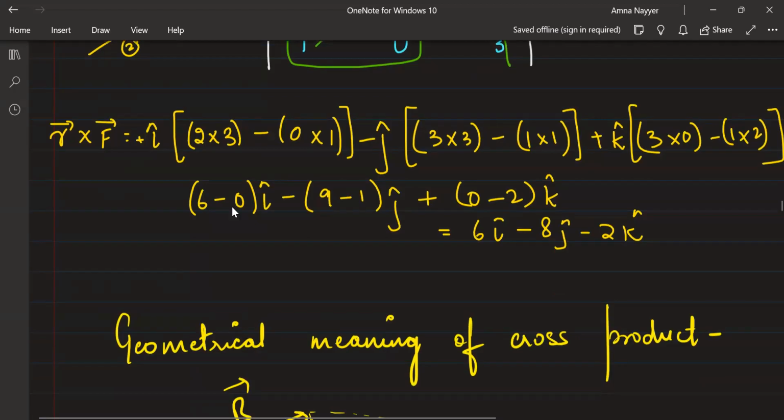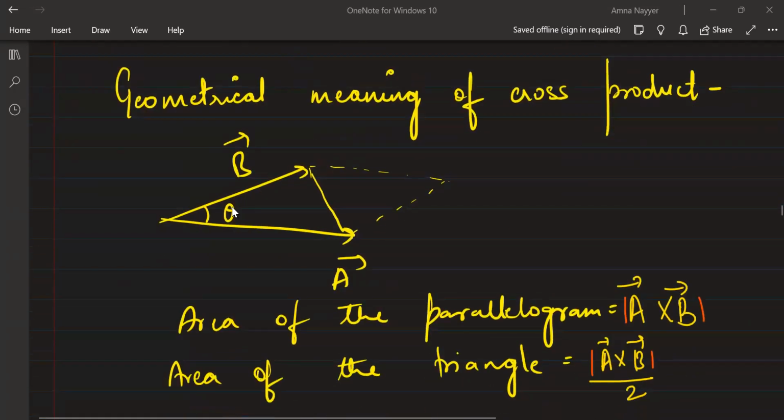See the geometrical meaning of cross product. Then we'll practice some more questions. This is vector A, this is vector B. Sometimes you are asked to write the area of the parallelogram. Remember, the area of the parallelogram with vectors A and B is the magnitude of their cross product. That's why I've highlighted the magnitude. And if you are asked for the area of a triangle, just take the cross product magnitude and divide it by 2. This has been asked a lot in the exam, area of parallelogram and area of triangle.